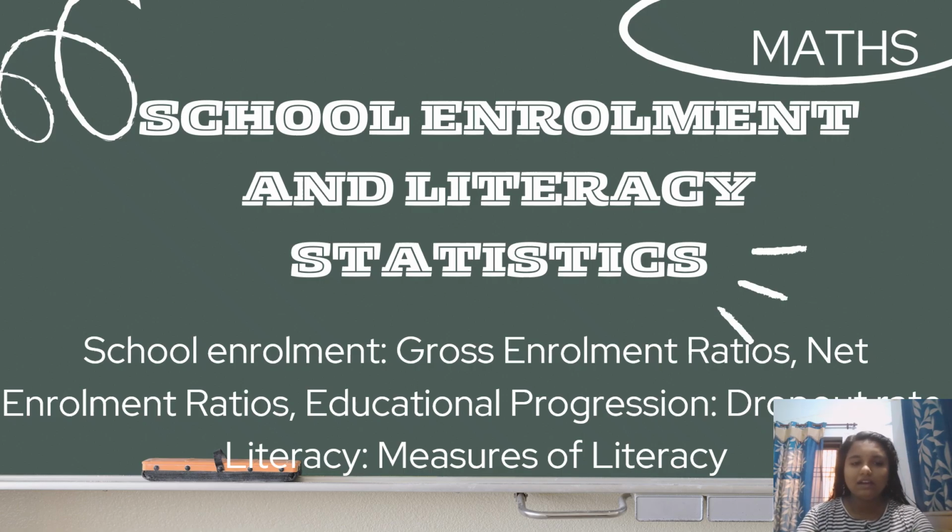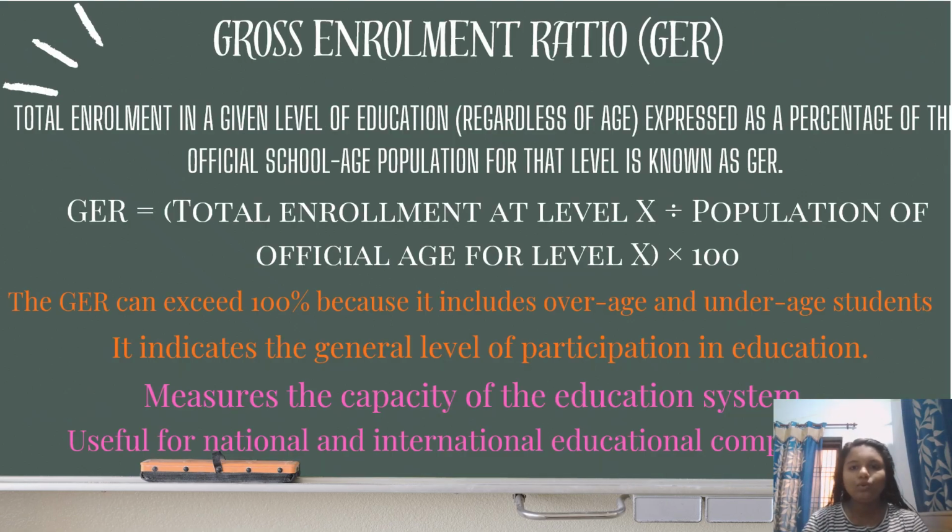In this portion, we have two main areas, which are school enrollment and literacy statistics. School enrollment includes gross enrollment ratio, net enrollment ratio, and the dropout rate. Literacy includes measures of literacy. So let's move on. The first topic is gross enrollment ratio, GER.